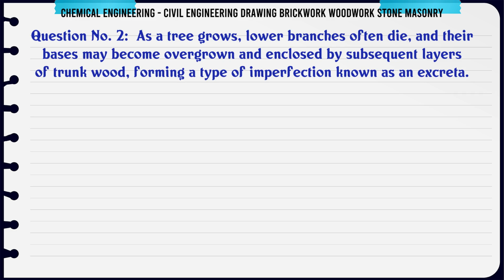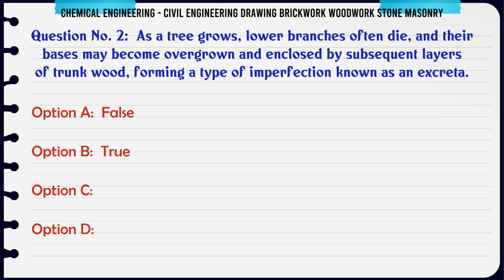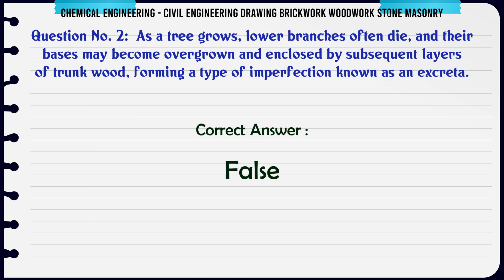As a tree grows, lower branches often die and their bases may become overgrown and enclosed by subsequent layers of trunk wood, forming a type of imperfection known as an encased knot. A. False. B. True. The correct answer is false.